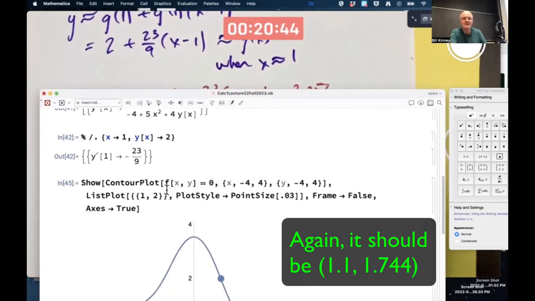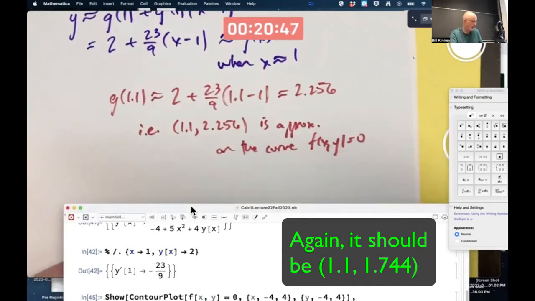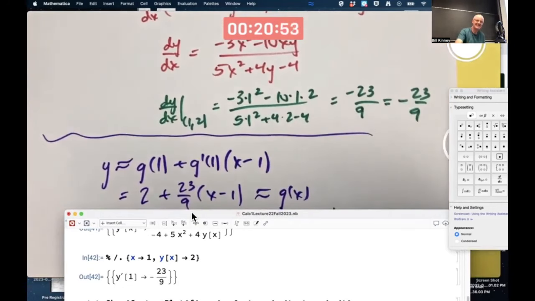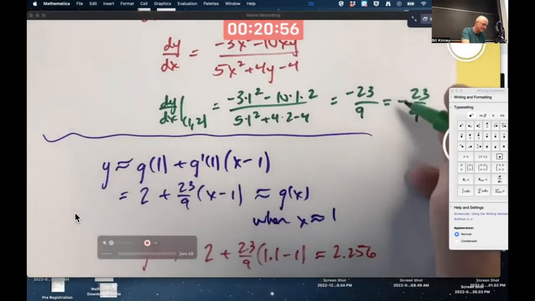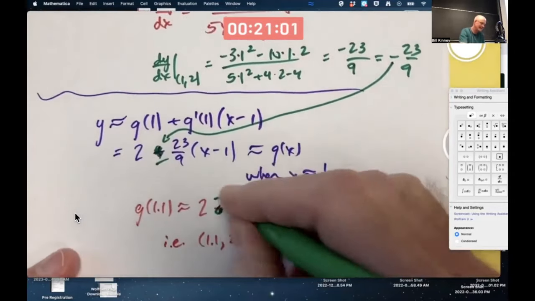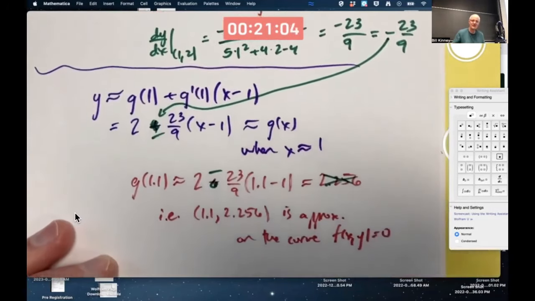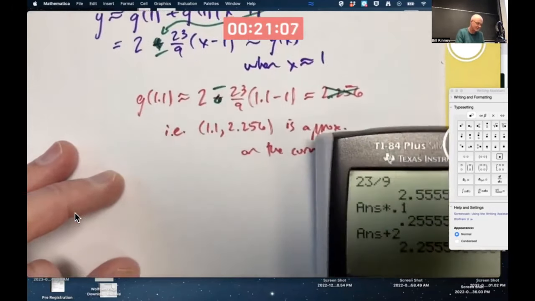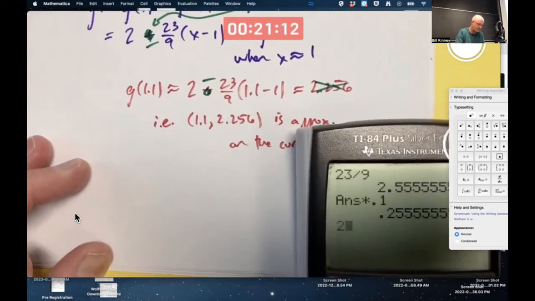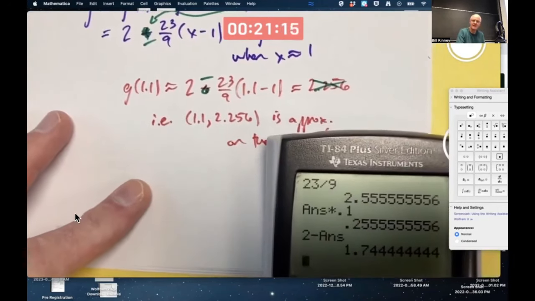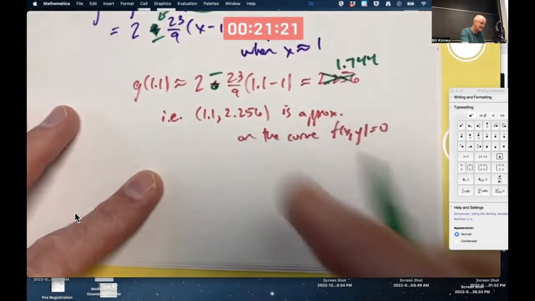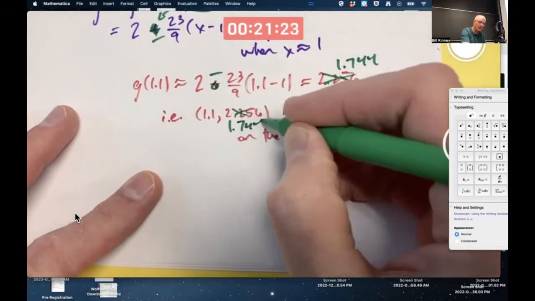1.1. Oh boy, I must have made a mistake. Oh, I did make a mistake. It's a minus sign there, sorry. Can't avoid mistakes here, it seems. Minus sign, not 2.256. 23/9 times 0.1 gets subtracted from 2, sorry. 1.744.